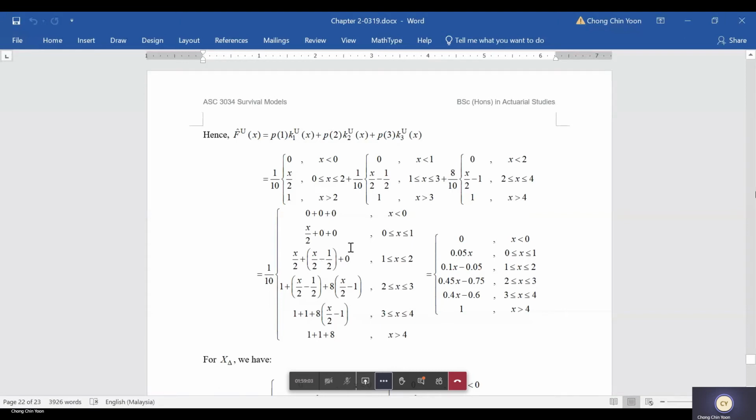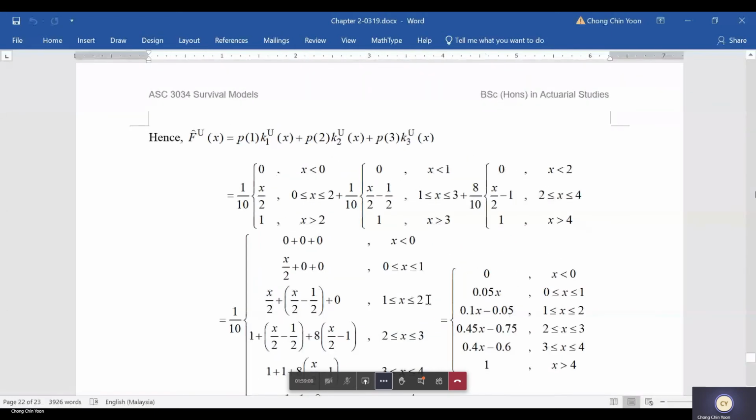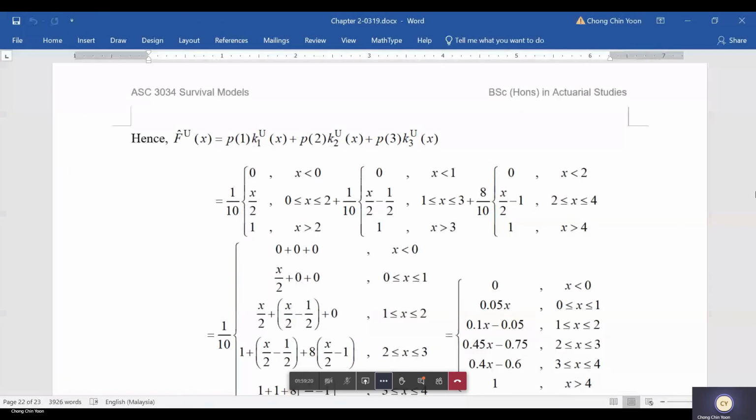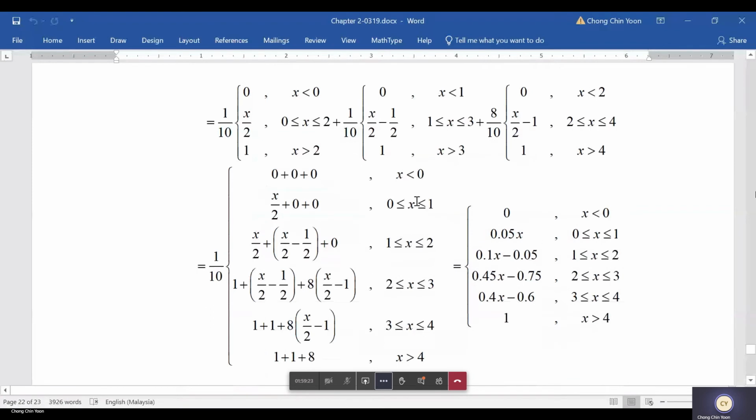Now, if you go to the third piecewise function here, for the range 1 to 2, can you see my cursor moving? I hope you can see. Make it larger. If you choose 1 to 2, yes, you can see the cursor moving. For this piecewise function here, it is still in this range 0. Therefore, you have 0.